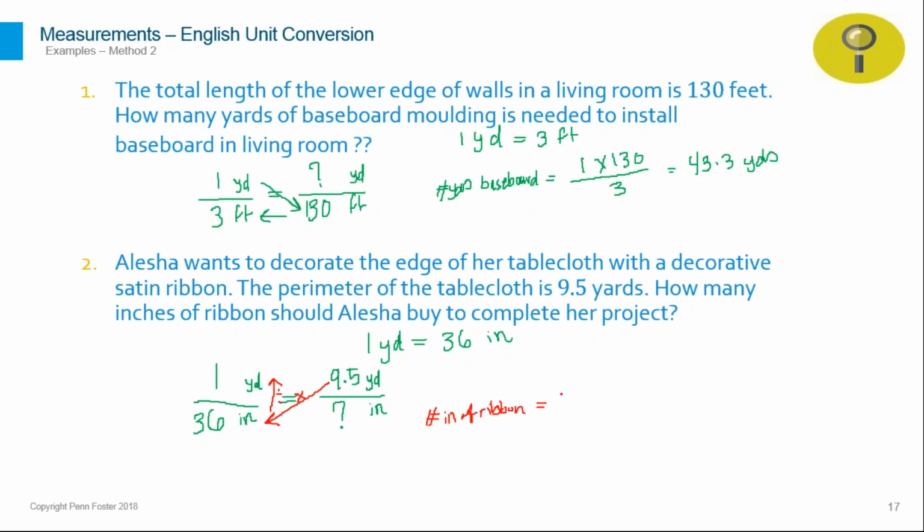needed would be multiply the top, 9.5 times 36 divided by 1, which literally means that you have only to multiply 9.5 times 36 and don't care about the 1 because anything over a 1 is itself. So just multiply 9.5 times 36 and that will give you 342 inches of ribbon needed for Alicia to finish her project. Any question?